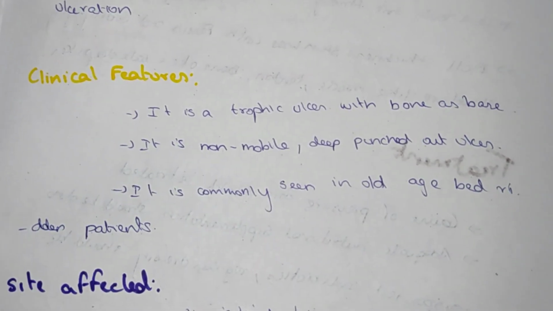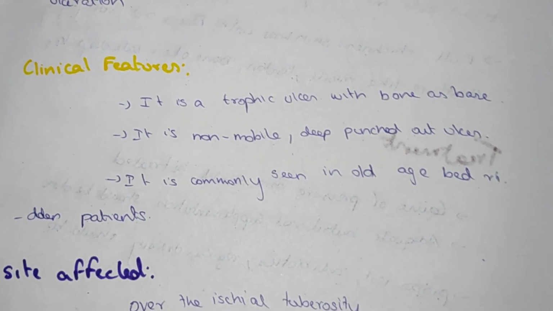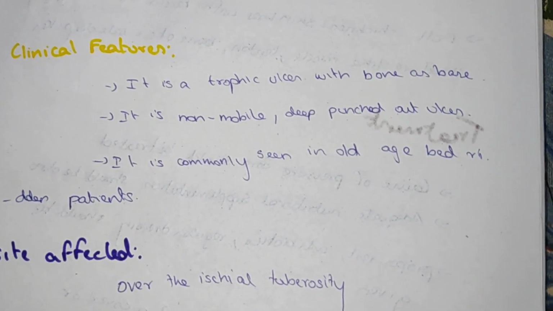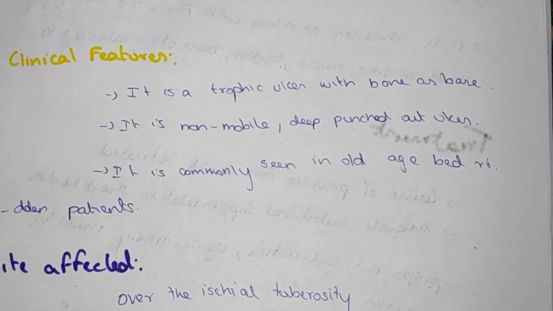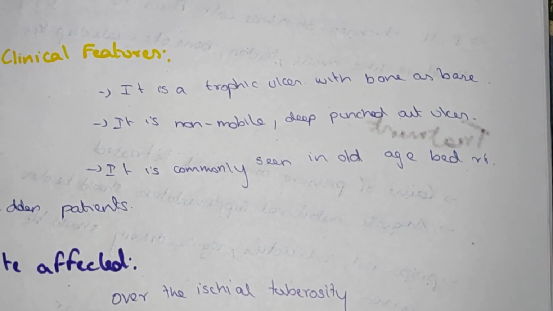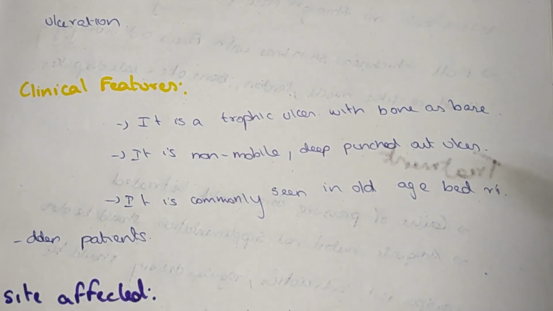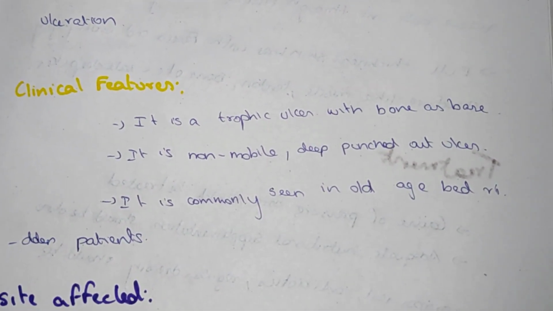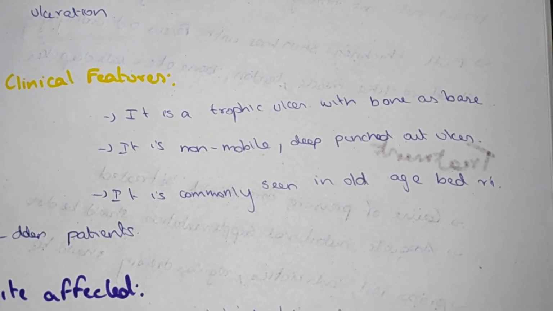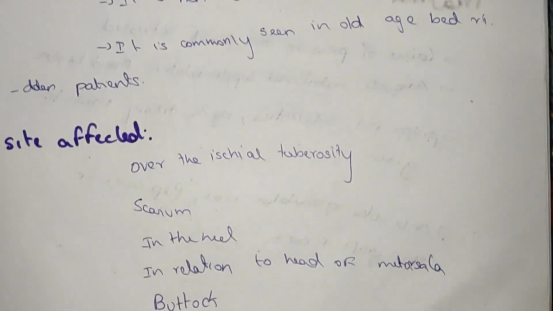Now we will see about the clinical features. It is a trophic ulcer with bone as a base. These pressure sores are trophic ulcers that have bone as a base, and they are non-mobile, deep, punched out ulcers. It is commonly seen in old age and bedridden patients. Patients who are admitted in the hospital in bed for many years will get this disease.